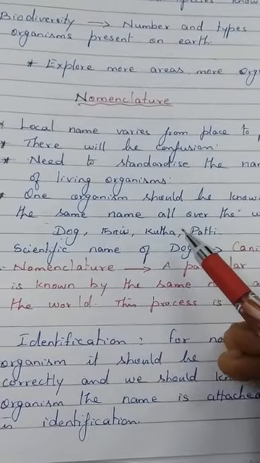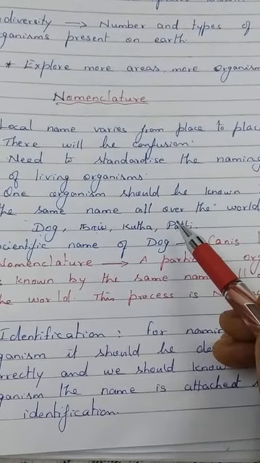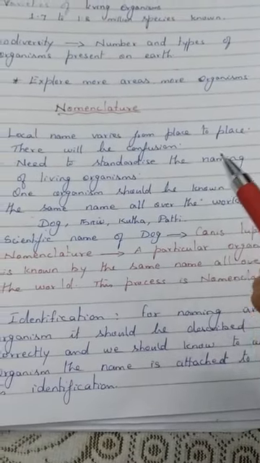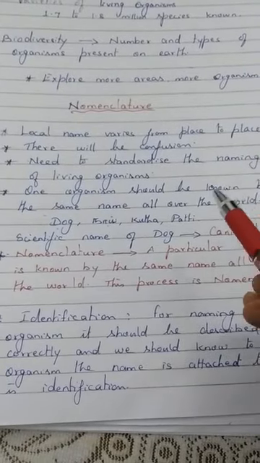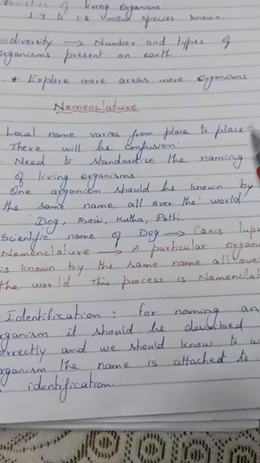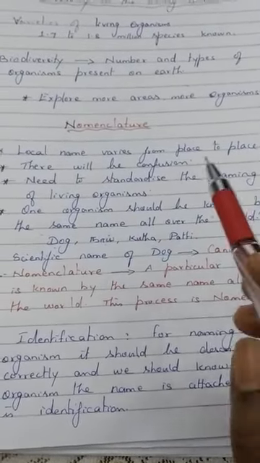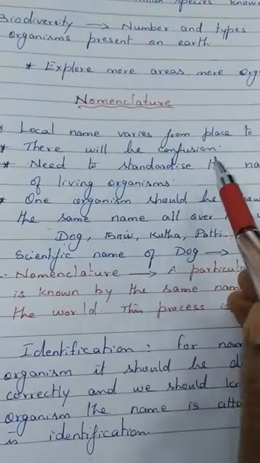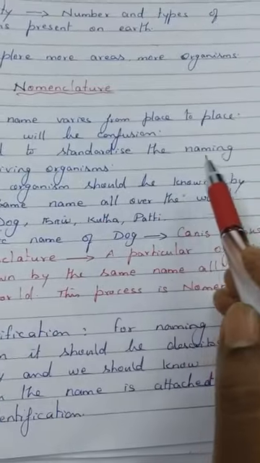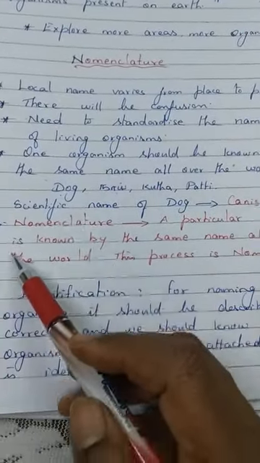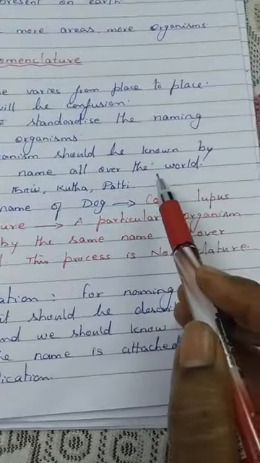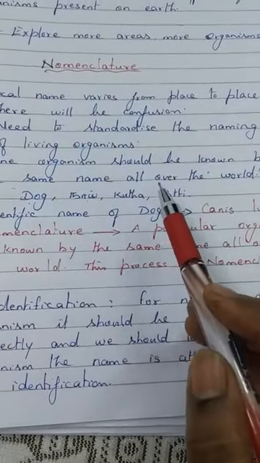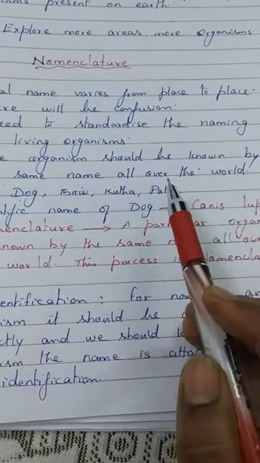So there is a need to give a single name to one individual. Otherwise, it will create confusion. To avoid confusion, scientists gave one name to one organism. These local names vary from place to place, so there will be confusion. There is a need to standardize the naming of living organisms. One organism should be known by the same name all over the world, throughout the world.